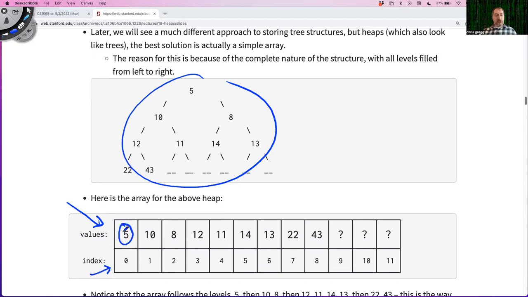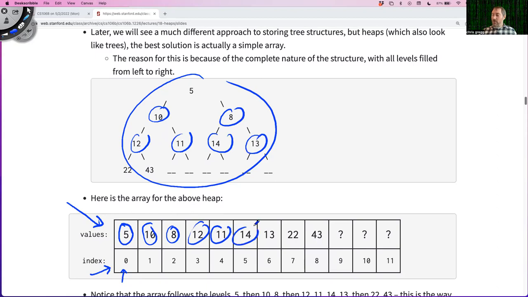The 5 is the root, and guess what? It went at index 0. The 10 is the next one on the left, and that goes at index 1. The 8 goes at the next one here. Guess what? It's going to go 12, 11, 14, 13, 22, 43.